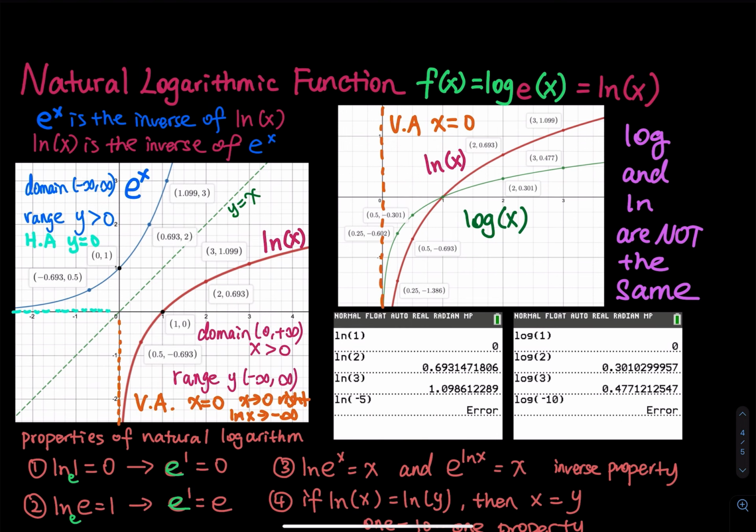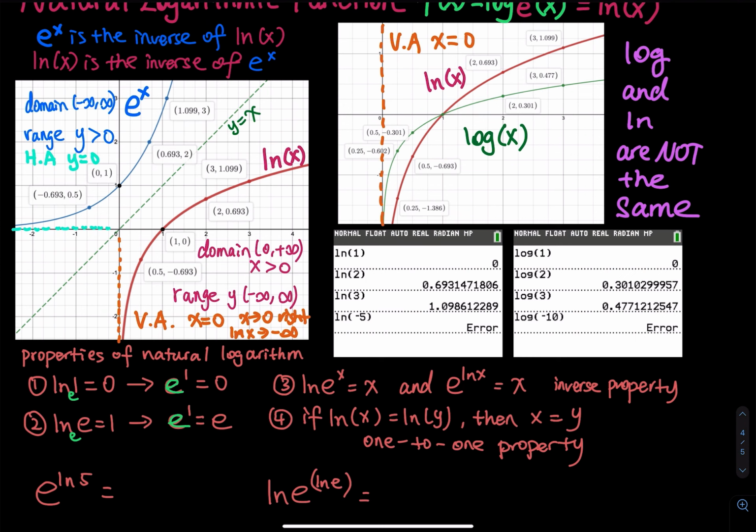Okay, moving on to the properties of the natural logarithm. We have 4 properties. They are very similar to the common logarithm. ln of 1 is equal to 0. For ln of 1, they do not specify the base, but there is a base e in there. You have to know that, but you never write the base. So this is e raised to the 0 power equals 1.